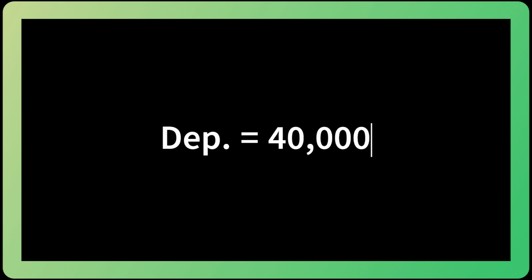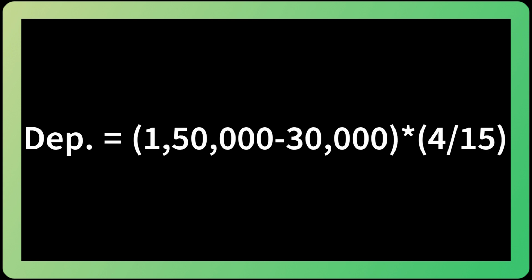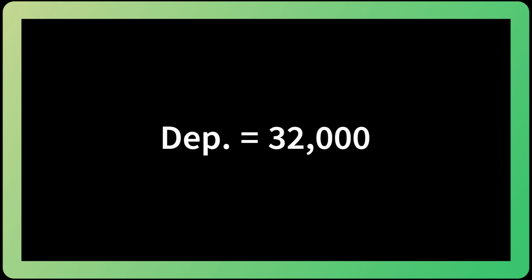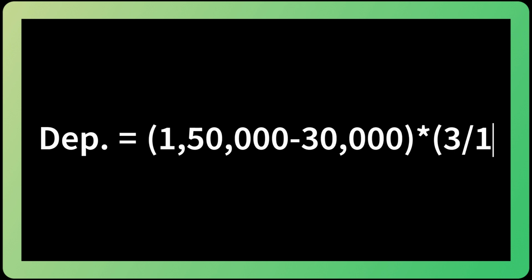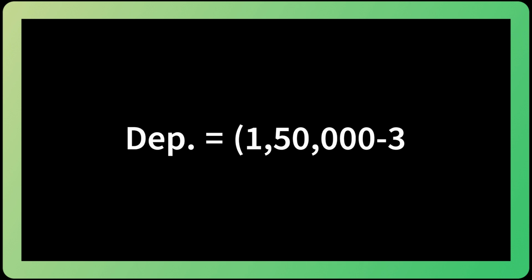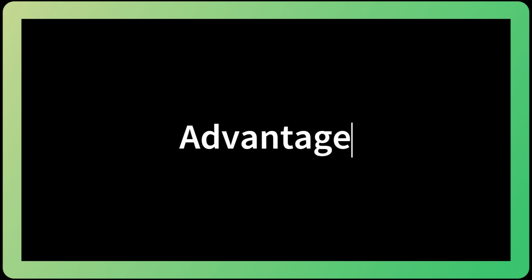Year 2, 1,50,000 rupees minus 30,000 rupees multiplied by 4 divided by 15 equals 32,000 rupees. Year 3, 1,50,000 rupees minus 30,000 rupees multiplied by 3 divided by 15 equals 24,000 rupees. And so on.